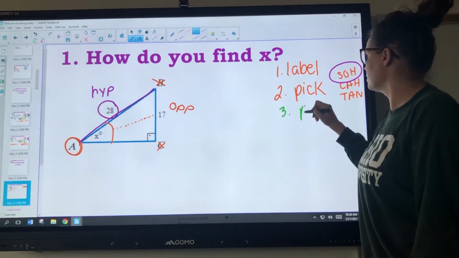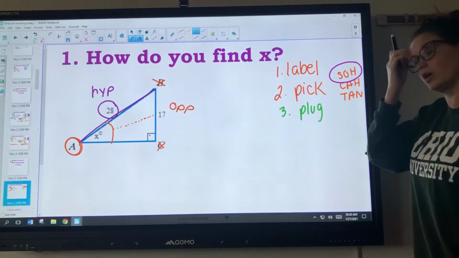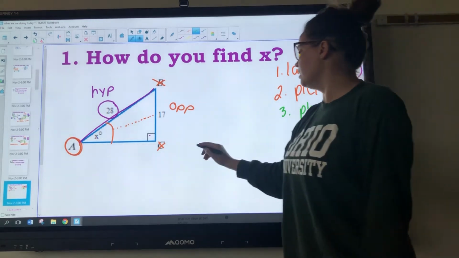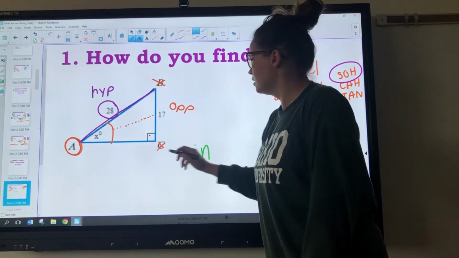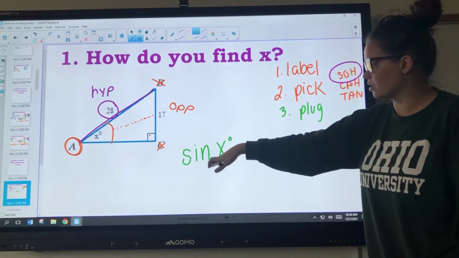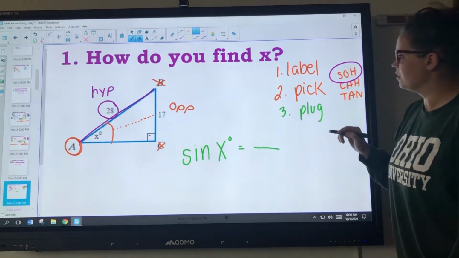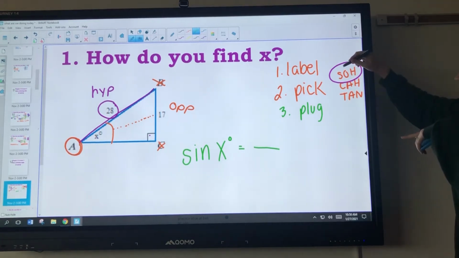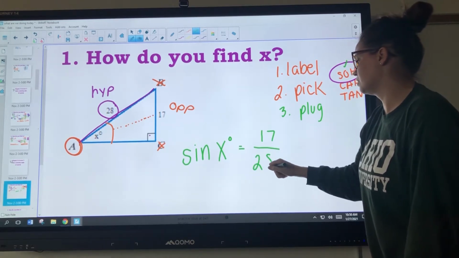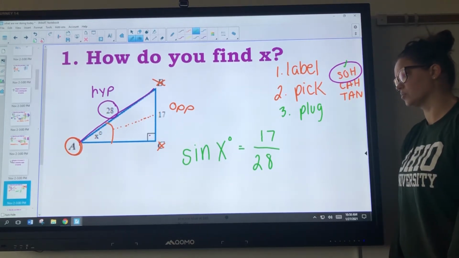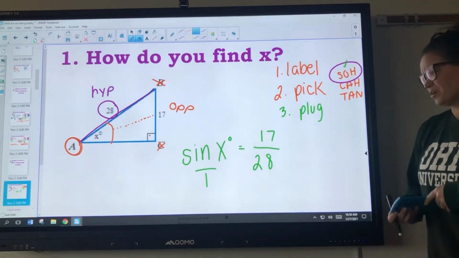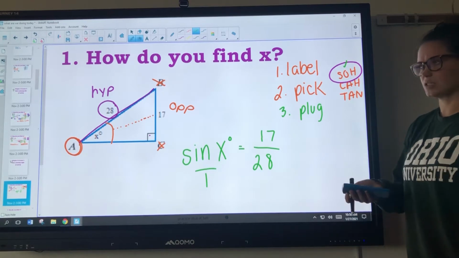All right, step 3 is the same too. You have to plug everything in where it goes, except this time you're going to have an x in a different spot. So we picked sine. The x goes in the angle spot, because we said the degrees is always with the sine, cosine, or tangent. The 17 has to go on the top, because that's the rule. And 28 is on the bottom. Okay, so this time you cannot cross multiply and divide. That's not going to get you your final answer. I mean, you can if you want, 17 times 1 divided by 28, but that's not going to be helpful.